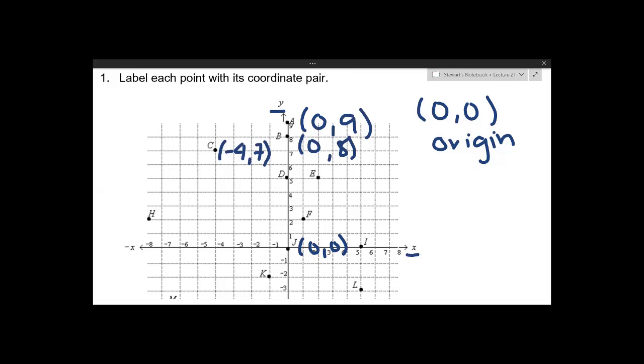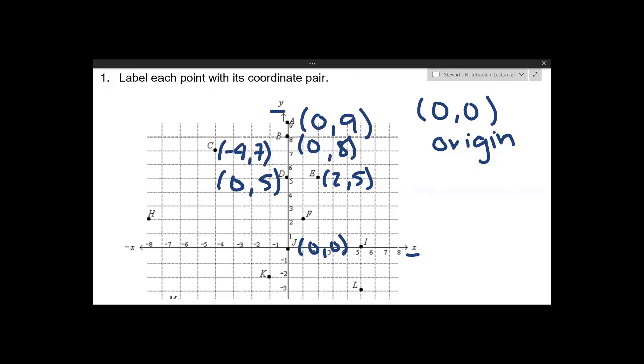So the x value would be 0, and then we go up 5. So the coordinate point of D would be 0, 5. For E, we go over 2 and then up 5.